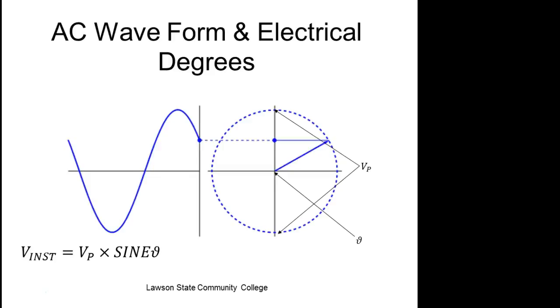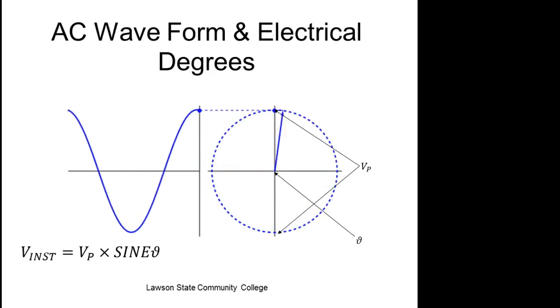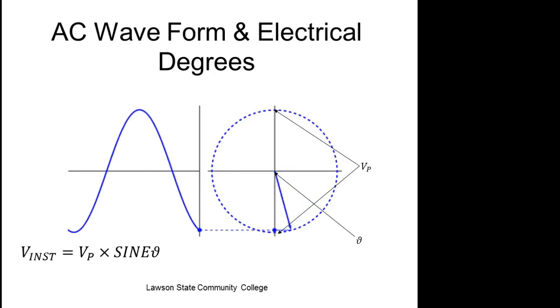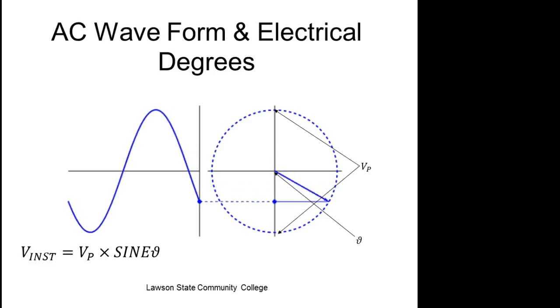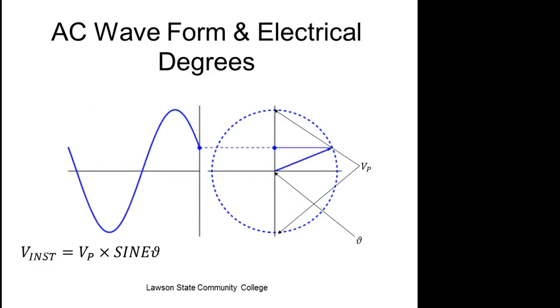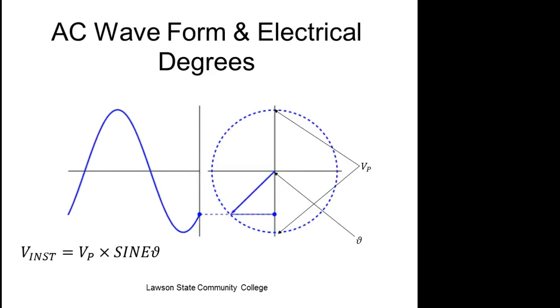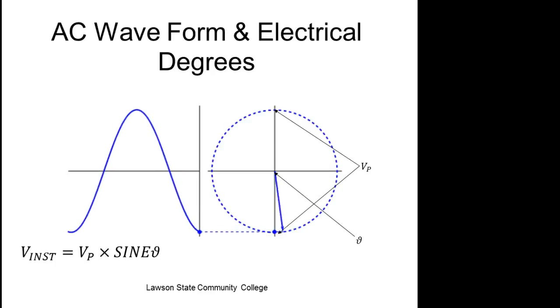But this is showing you it's generating on a circle. This is not important now. So we talk about electrical degrees. How many degrees in a circle? 360 degrees. And if we were to stop this, it would form a right triangle. And then if we were to calculate the sine of this angle, that would tell us exactly what the voltage is.